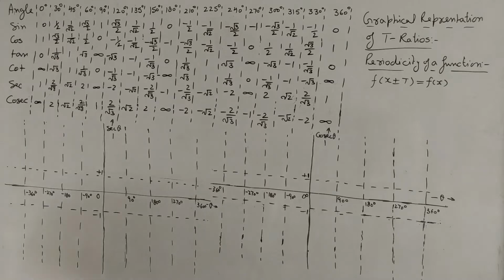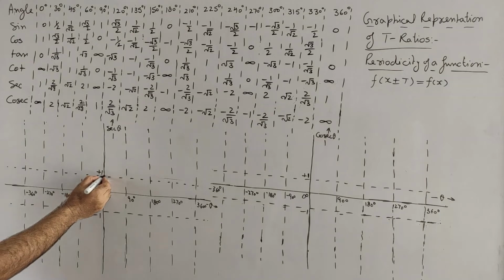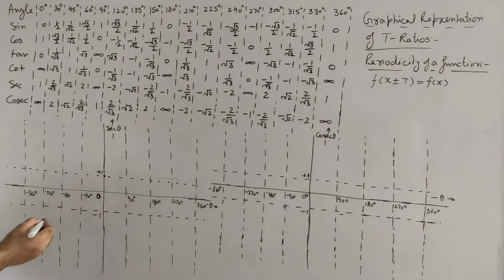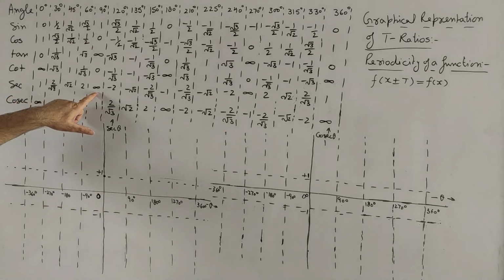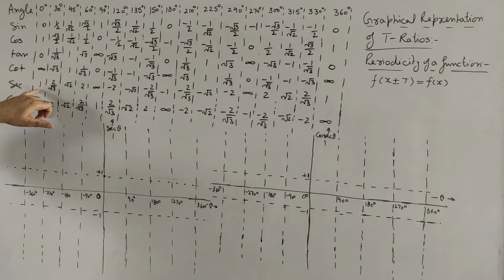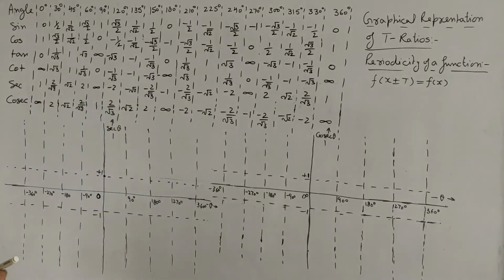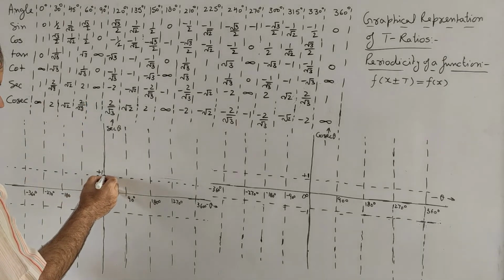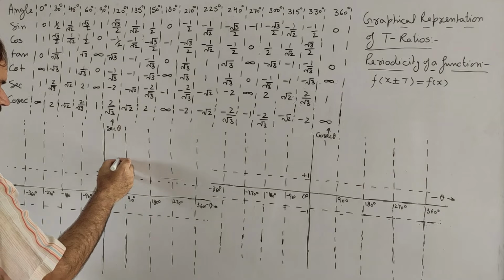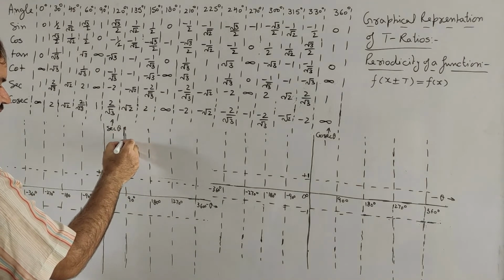So first, for 0 degree sec theta is 1, and for 90 degree sec theta is infinite. It means the value of sec theta is gradually increasing from 0 to 90 degrees, and it means the curve for sec theta will be of this shape.